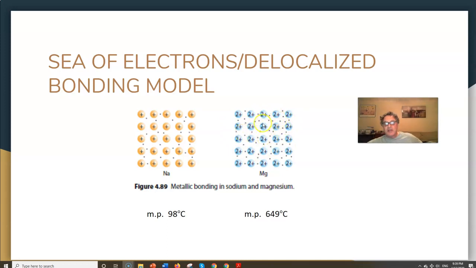Everything is electrically neutral, but the electrons are free to move through this solid space. There's empty space, not occupied by the ions, that the electrons are free to move through. And so the idea is that no one electron is associated with any particular ion. They are free to move through these ions. That's why we call this the sea of electrons model. We'll come back to these very different melting points in a moment.